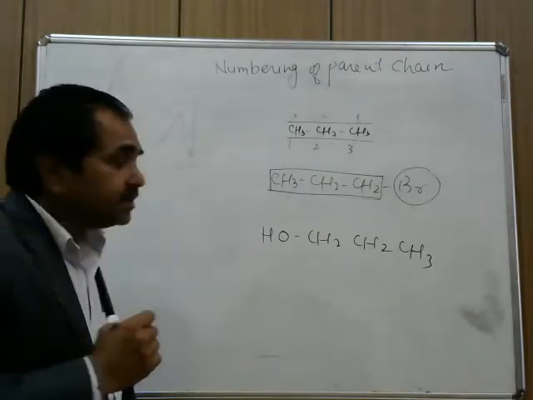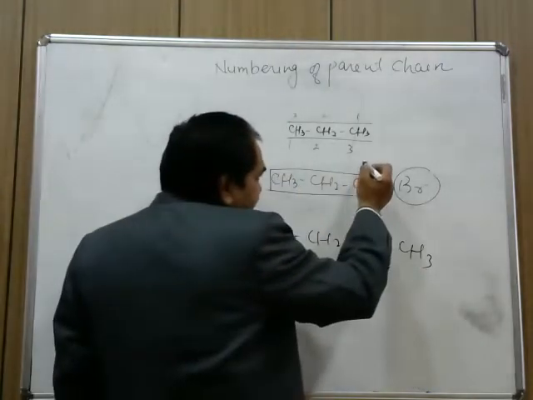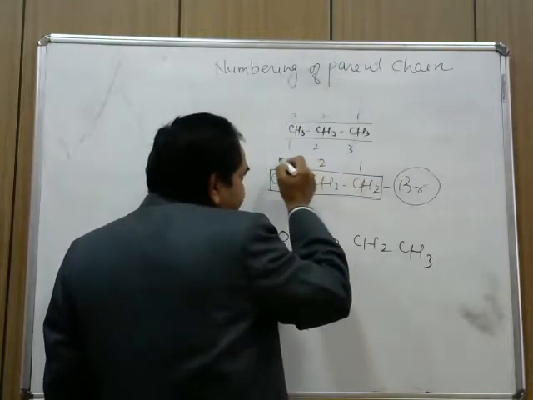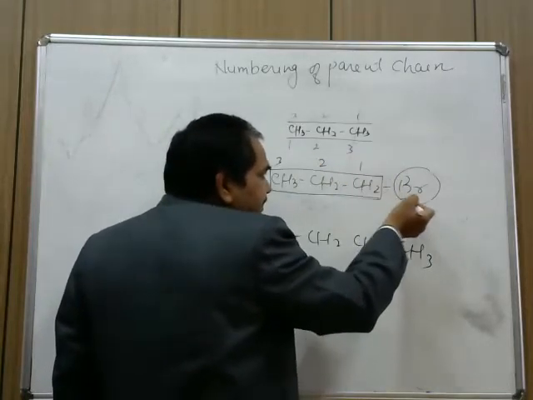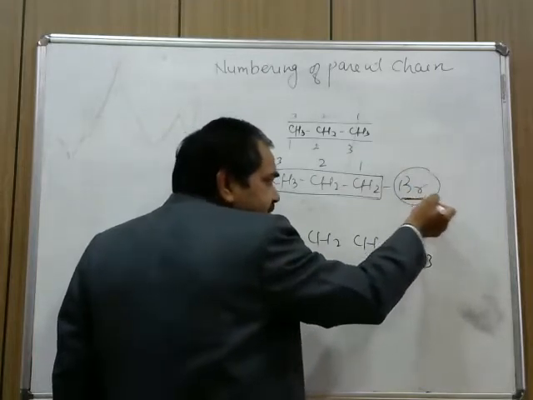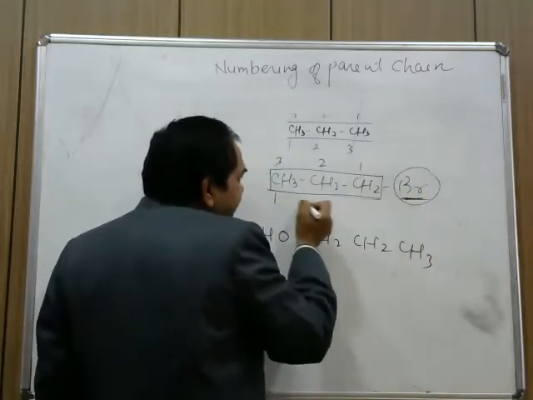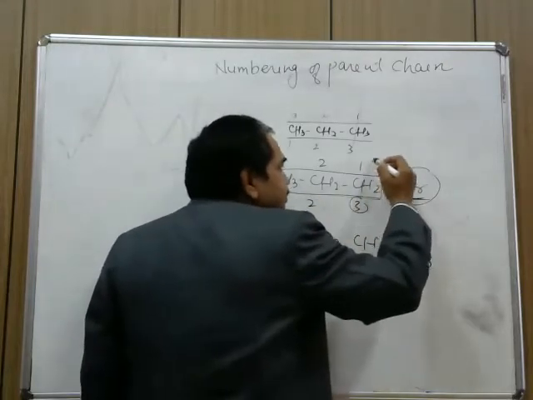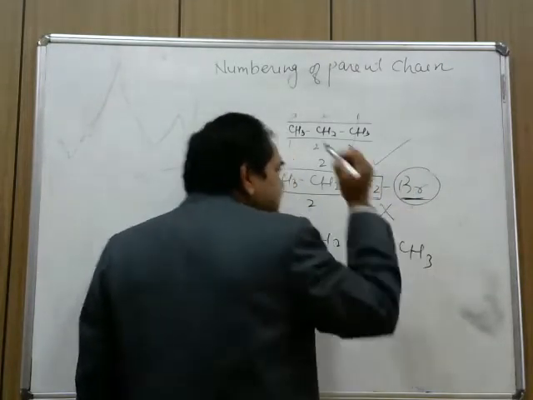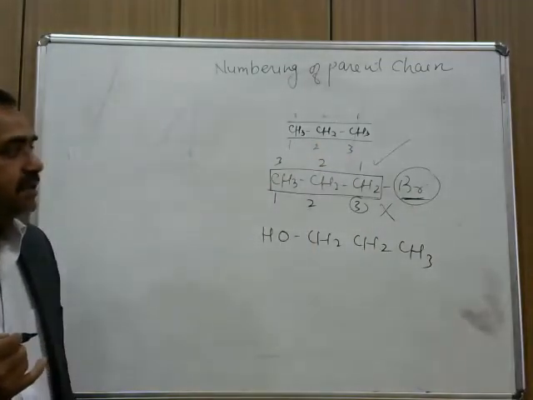So numbering should be done from right to left, because this gives the position of this substituent as 1, but if I number it from left to right, then the position is 3. So this numbering is correct and this numbering is wrong.